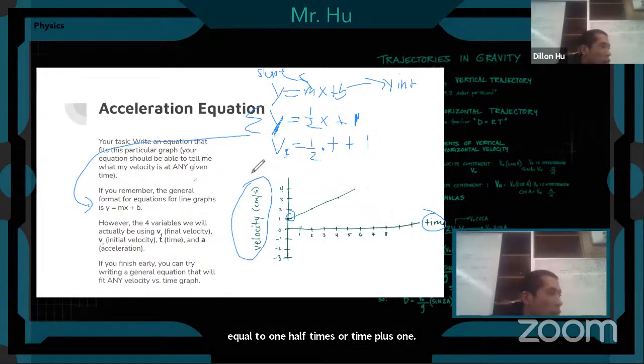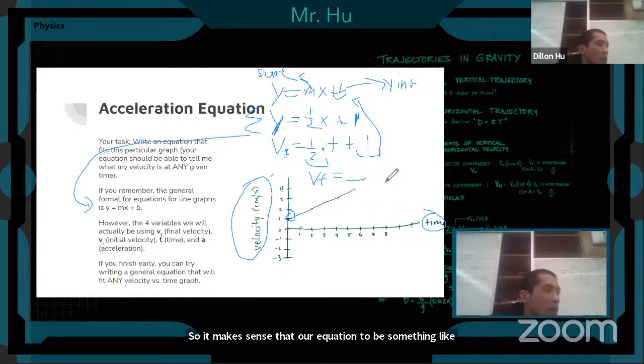So now that we've replaced two of these variables, let's try to replace the 1/2 and 1 with more general variables, sort of like this. First off, what is our y-intercept here? Well, our y-intercept measures our starting y value, right? And in this case, it's measuring our starting velocity. So it makes sense that our equation should be something like y, which is vf, is equal to something times our time plus our starting velocity, which is our initial velocity.